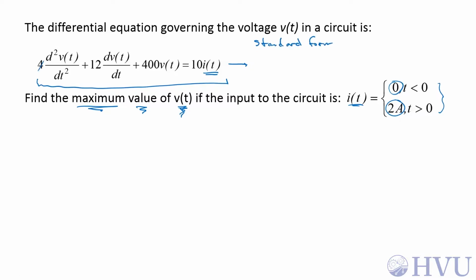So I divide out the leading term in front of the highest order derivative: d squared v by dt squared plus 12 over 4 is 3, dv by dt, plus 400 over 4 is 100, v is equal to 10 over 4, which is 2.5 I of t. So this looks like a differential equation where this is the square of the natural frequency, and this is 2 times the damping ratio times omega sub n.